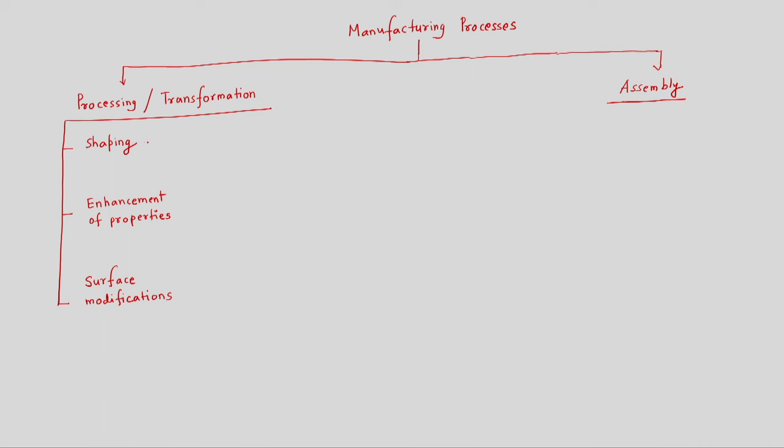Shaping in general is done by using the casting operation, which we know very well. Casting is the shaping operation where the molten metal is cast inside a mold to get the required shape. Then in the forming operation, we heat the material above the recrystallization temperature and then apply mechanical loading. The examples of forming are the forging operation or the rolling operation.